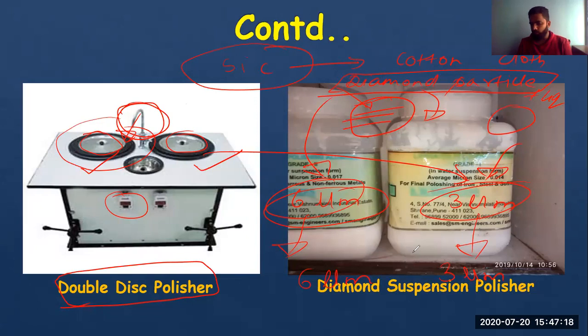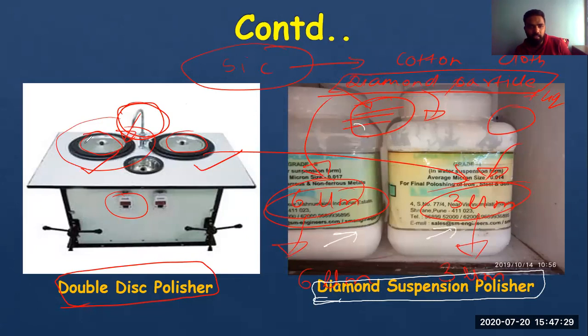You can see this part is nothing but the diamond suspension polisher. I told you already, this is the polisher that you suspend on this disc. With the help of this fluid, this material will help to polish your metal surface. We'll get to the next part.